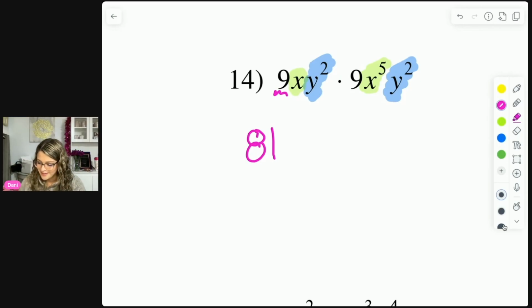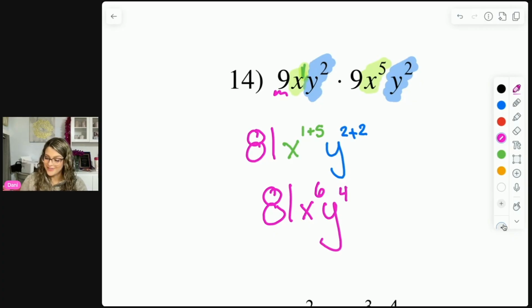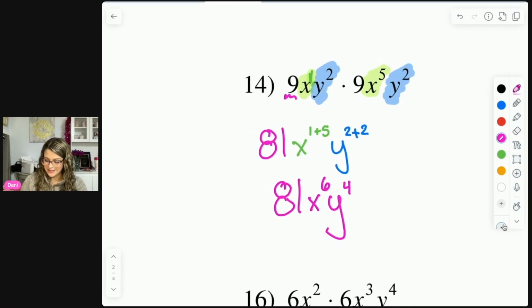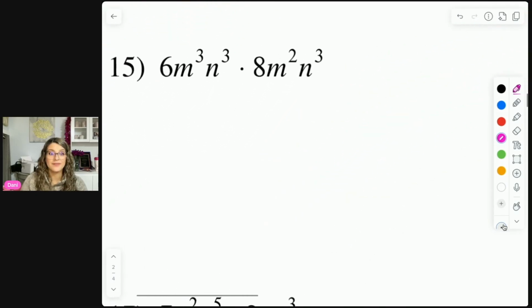Okay. So X comes before Y. So we have this X to the first and X to the fifth, same base. Add your exponents. And then we have Y squared and Y squared. So we get 81, X to the sixth, Y to the fourth, written out in standard form. All right, you're doing great. Color coding is very helpful.